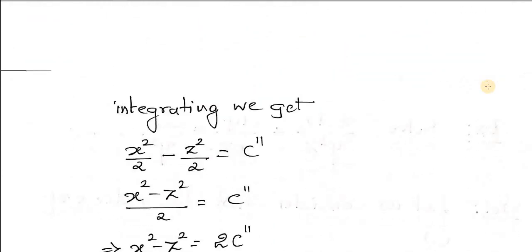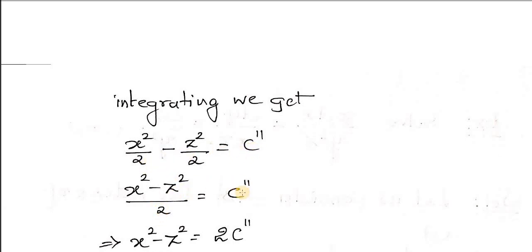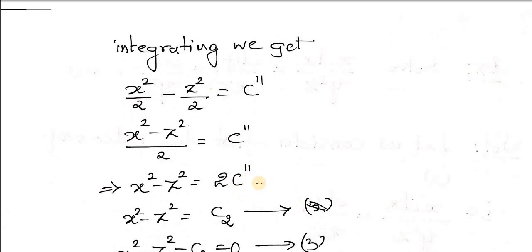Now again integrating that side, x square by 2 will come from x dx, and z square by 2 from the z integration, plus c double dash. Earlier I had taken the constant as c dash, now I will take c double dash as the constant of integration. Taking the LCM, 2 will come, and cross multiplying, that becomes 2c double dash.